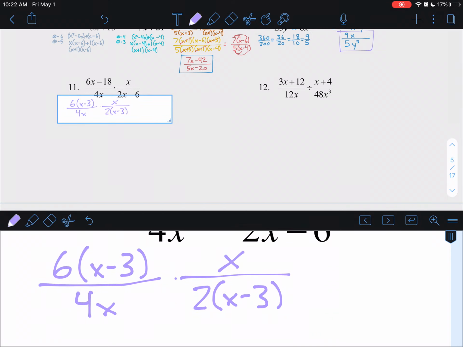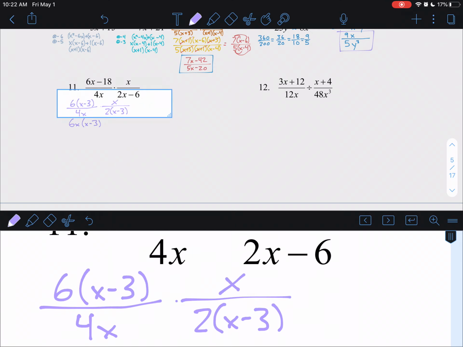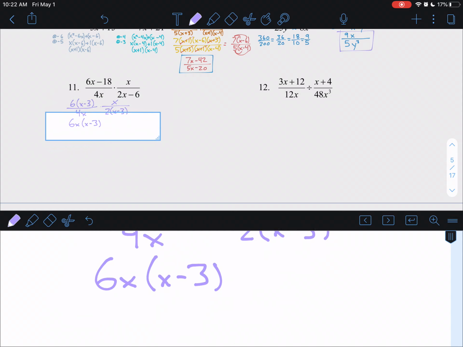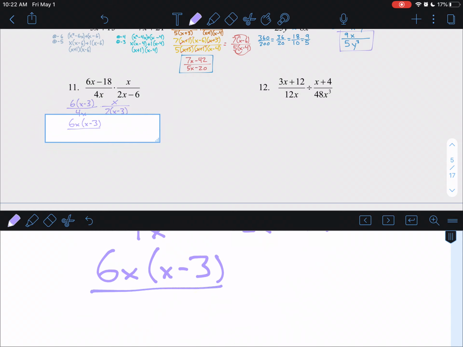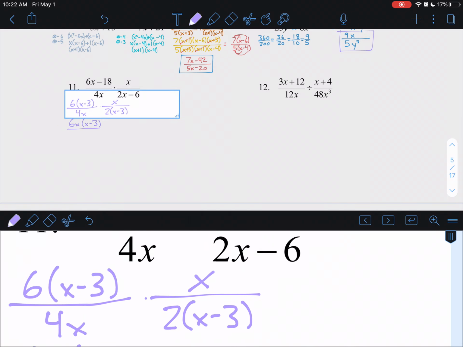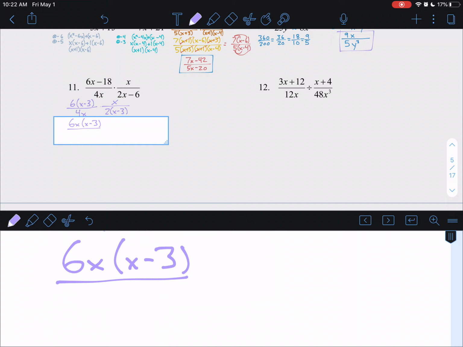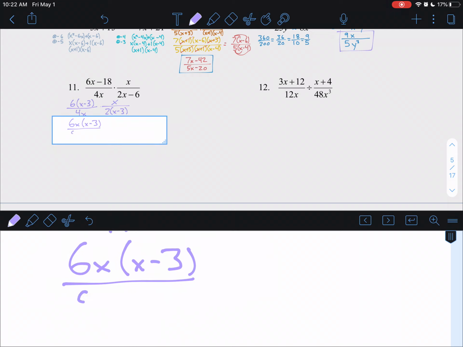And once I do so, I got 6 times x minus 3 times x. It's going to give me 6x times x minus 3 in my numerator. My denominator, I got 4x times 2 times x minus 3. So 4x times 2 is 8x times x minus 3.